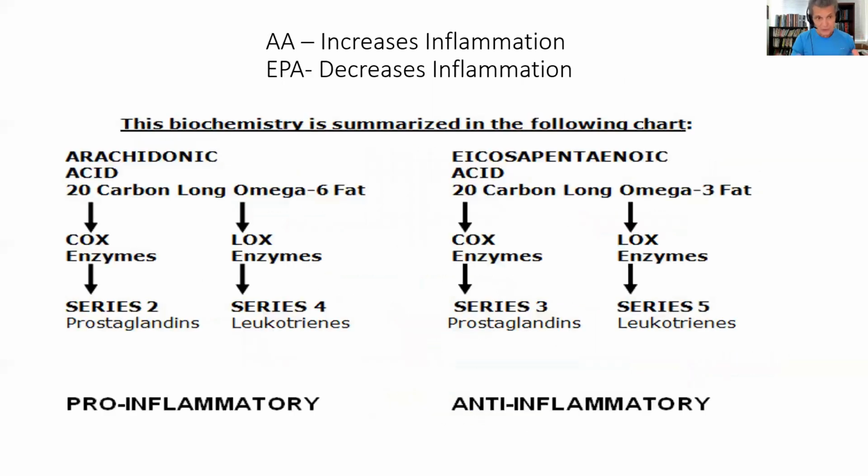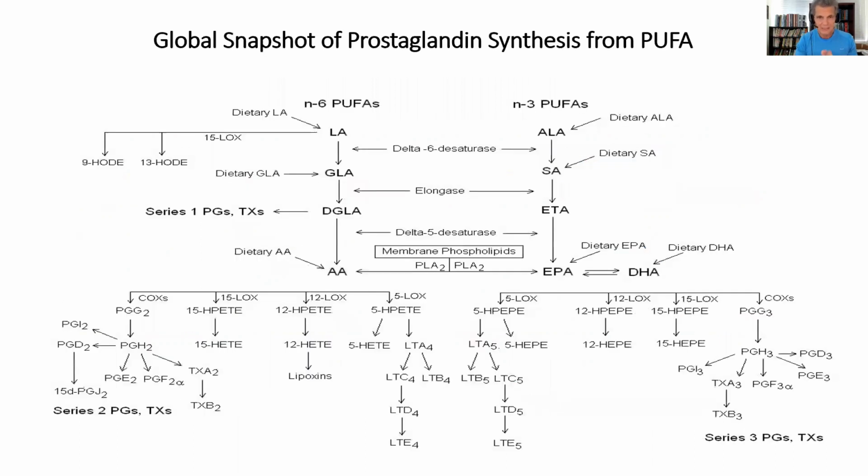So if we expand the picture a little bit larger now, you see that arachidonic acid via cyclooxygenase becomes prostaglandin series 2, very inflammatory, and in white blood cells, leukotrienes, which are very inflammatory as well. But EPA, eicosapentaenoic acid from fish oil, using the same enzymes becomes prostaglandin series 3, which is anti-inflammatory, and leukotrienes that are anti-inflammatory. So there's this sort of tug of war. You want to try to have a better ratio of arachidonic acid to EPA, as you obviously know already, or you wouldn't be attending this webinar.